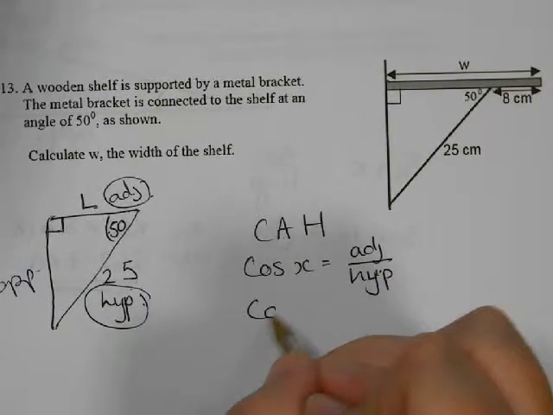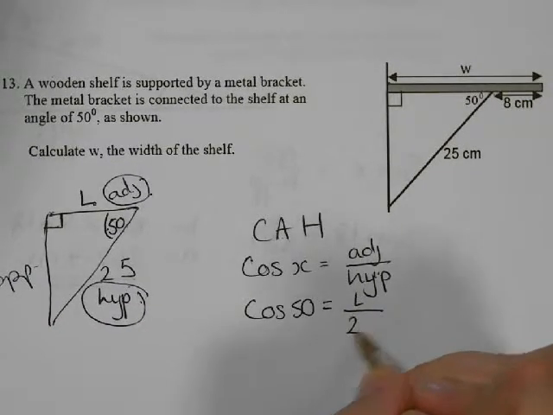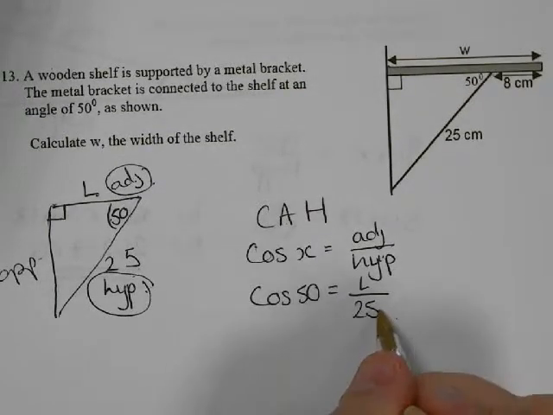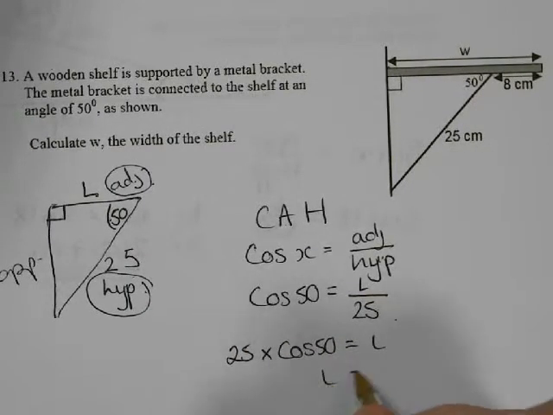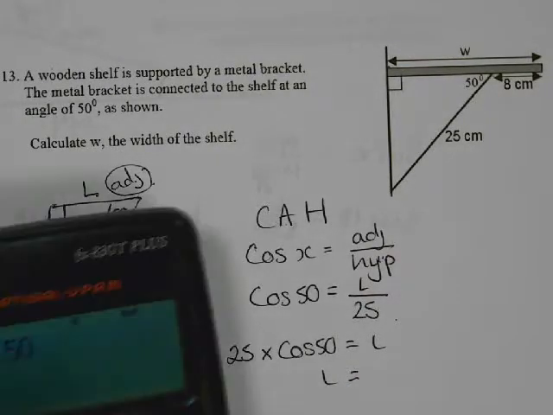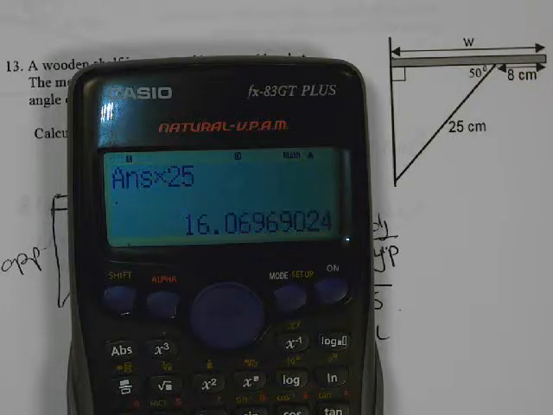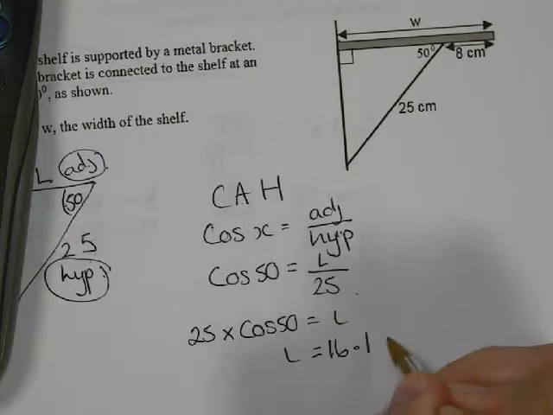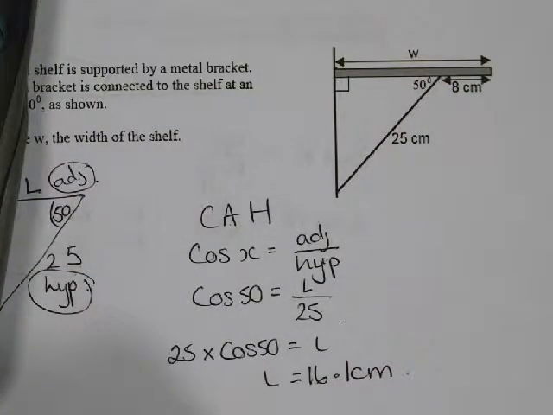So in our case, the angle's 50, so it will be cos 50 equals L, just because I called it L, over 25. And then to work out what L is, I'm going to have to move that 25 over by multiplying it. So 25 times cos 50 equals L. So I can work out what L is. Cos 50 times by 25 equals 16.069. So for one decimal place, that'll be 16.1. So 16.1 centimeters. Now remember, L was just from there to there, the side of the triangle. So my final answer for W, the width of the shelf, is going to be 8 plus 16.1. So my final answer is going to be 24.1 centimeters.